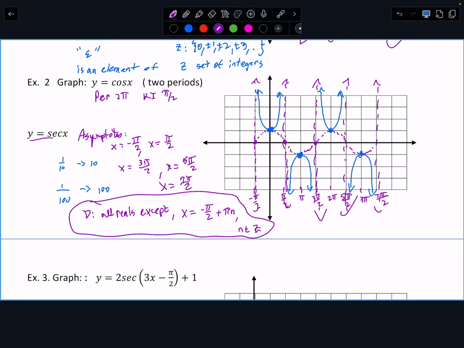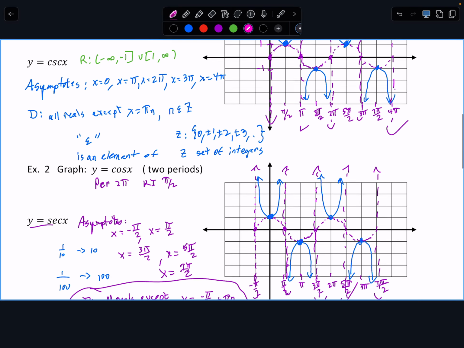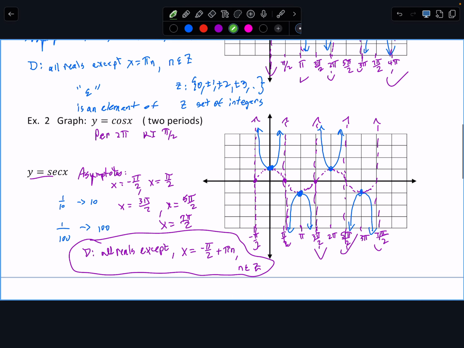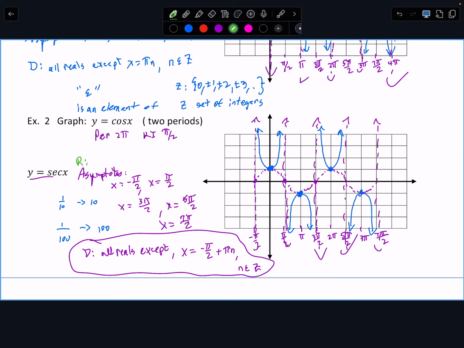So that's the first time you've really probably been exposed to repeated things we have to skip. And there's an infinite number of them, so we have to use variables to represent them. And then the range. The range is the same as it was for cosecant.